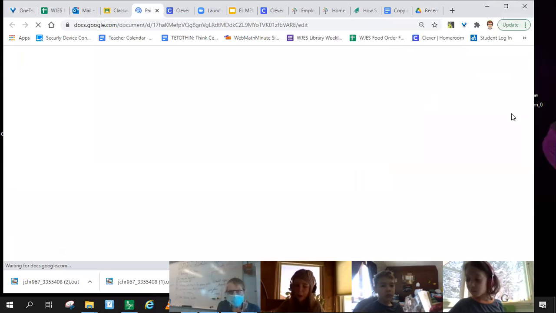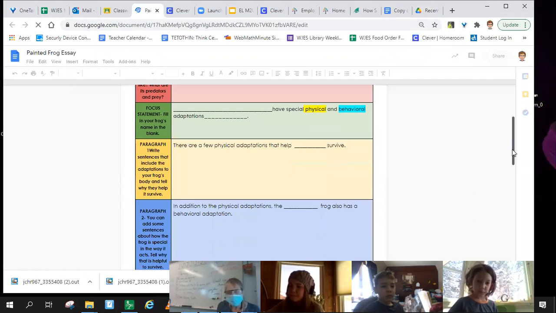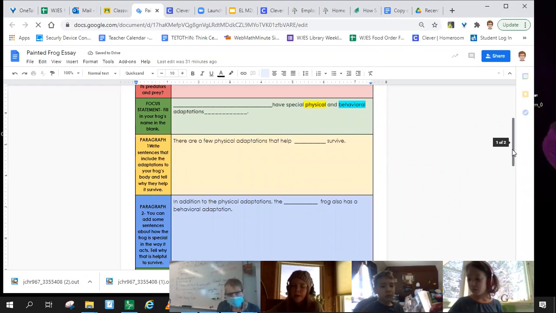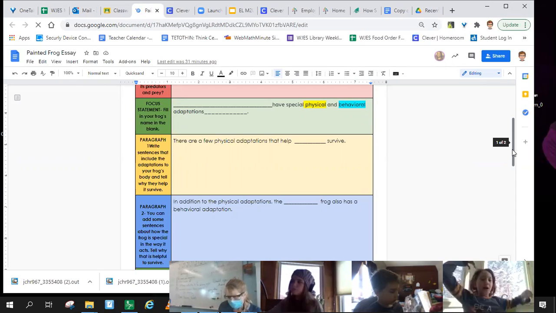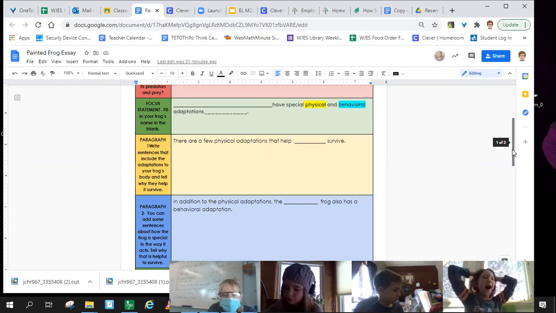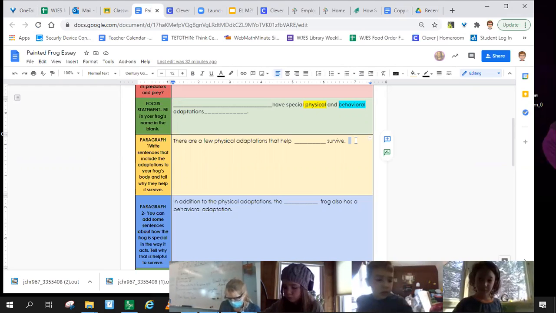But then here's our yellow section, already ready for you. Now, if you're somebody who's still working on the red section, after you get your notes, you can go back to your red section and finish it if you need to. But for those of us who are ready for yellow, see, it already includes that first sentence. It says, there are a few physical adaptations that help blank survive. What should you type in the blank? The name of your frog, right? And then you're going to go ahead and tell us about your adaptations. So Mrs. Harrison added in about toxic skin and about bright colors, and the sentences that go with it.